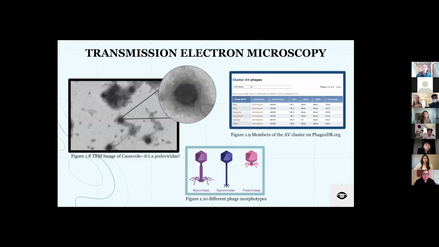And this allows us to magnify the image of our phage 50,000 times so that we can see it. And Sai and I were very excited to perform TEM because we had been working with our lysate all semester, and then we finally got to see what this phage looked like.